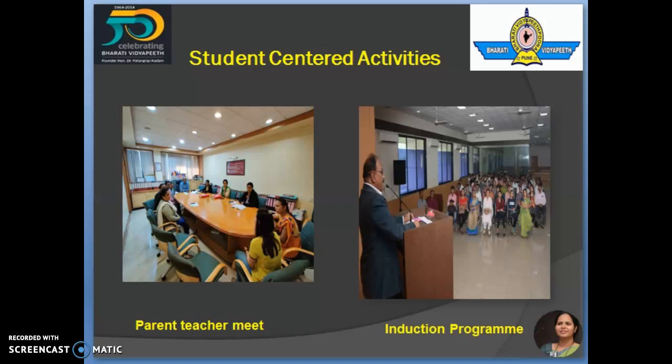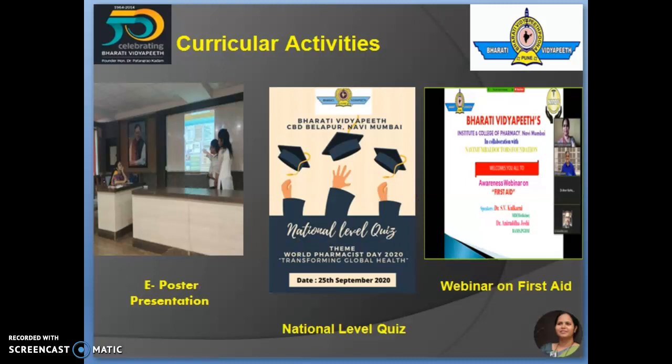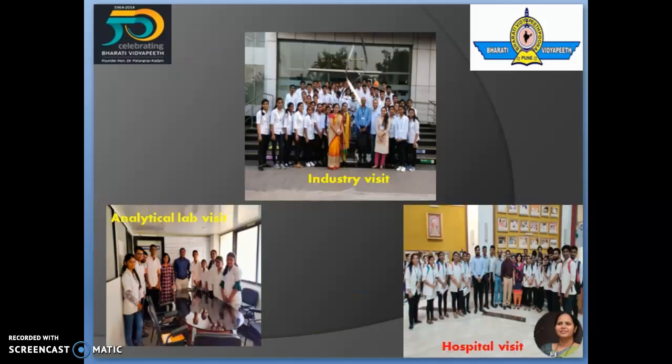For induction programs, we invite eminent personalities from pharma fraternity. At our campus, we also conduct poster presentation competitions, national level quiz competition. During this COVID lockdown, we conducted so many seminars, webinars online. One example is the First Aid webinar arranged in collaboration with Navi Mumbai Doctors Foundation. Also, industrial visits are arranged for students to many industries like Cipla, Sandoz, Elder, Flamingo and so on. Hospital visit and analytical lab visit are an integral part of this course.